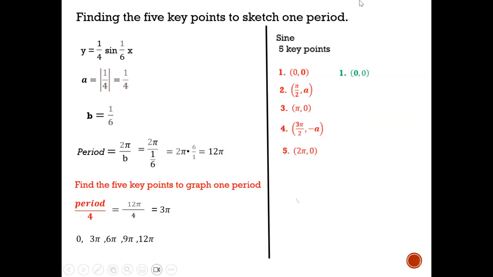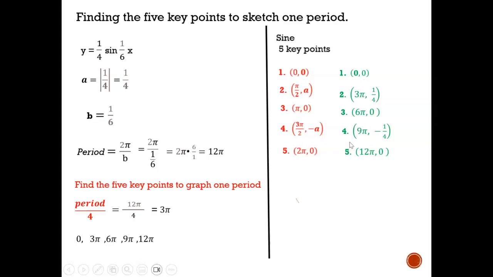So my first point will be 0, 0. My second point is going to be 3 pi, amplitude. What's my amplitude? 1/4. The third point is going to be 6 pi, 0. My fourth point will be 9 pi, negative amplitude, so 9 pi, negative 1/4. And my last point is going to be 12 pi, 0. Those are my 5 key points.